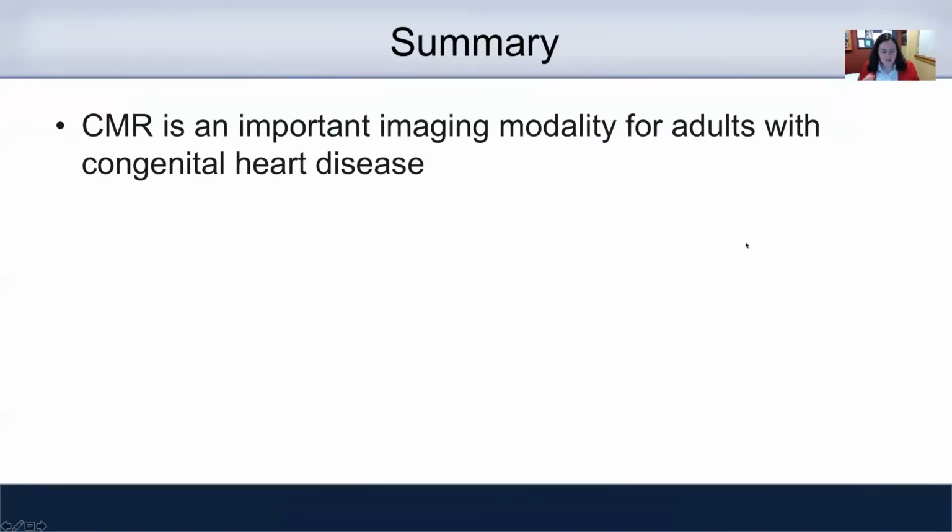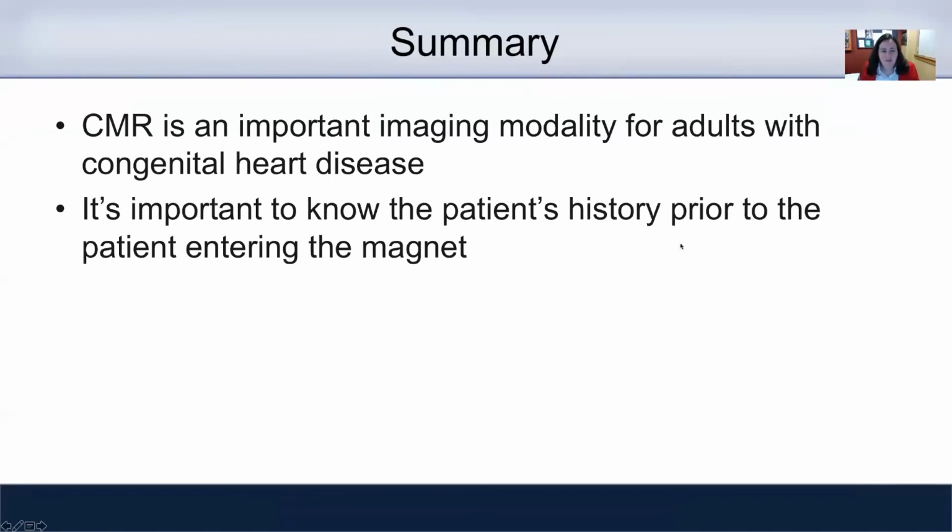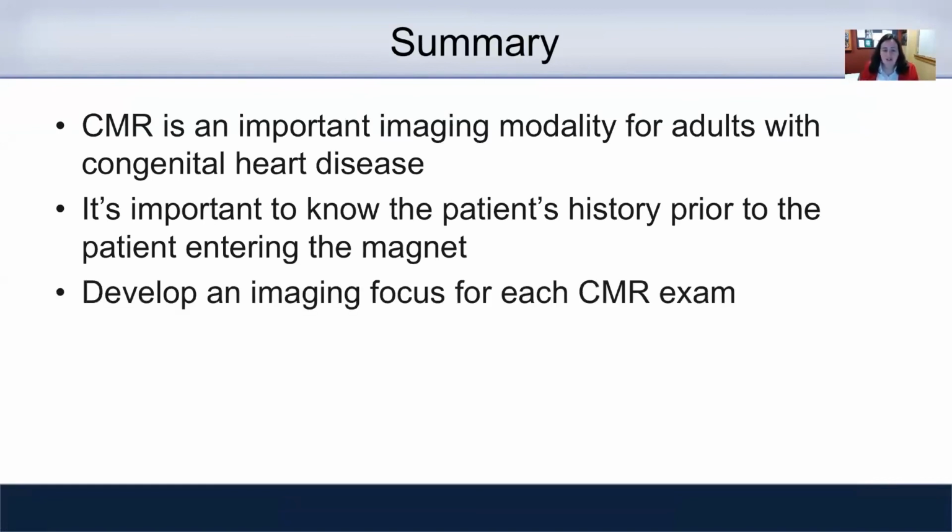So it's there that I'd like to stop and just summarize. I hope I've relayed to you that cardiac MRI is an important imaging modality for adults with congenital heart disease. It really is important to know as much as you can about the patient's history prior to them entering the magnet. These patients come back for serial exams. They want to be as efficient as possible and to get the best information.